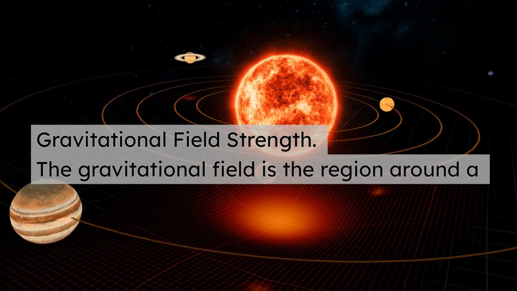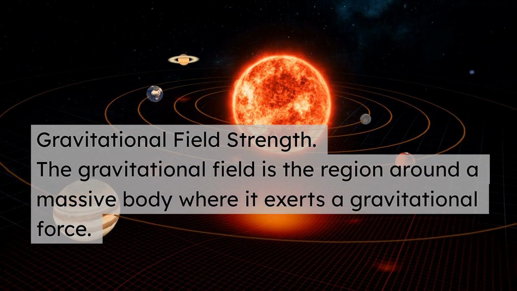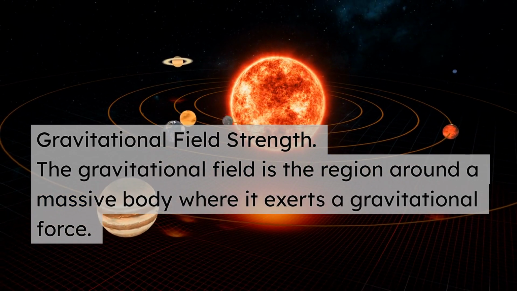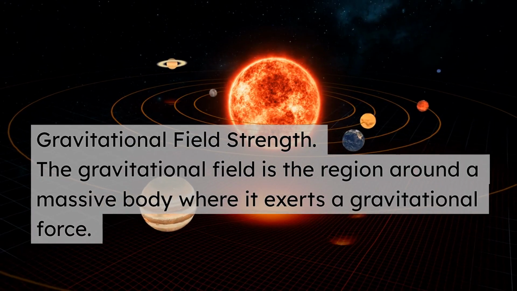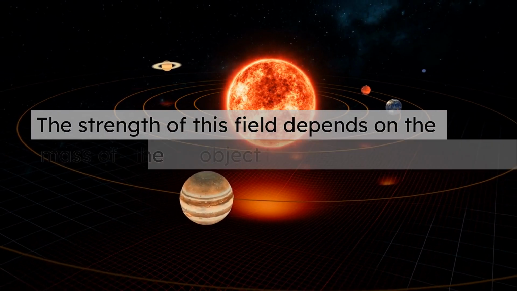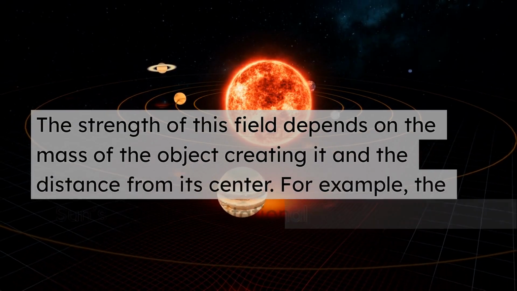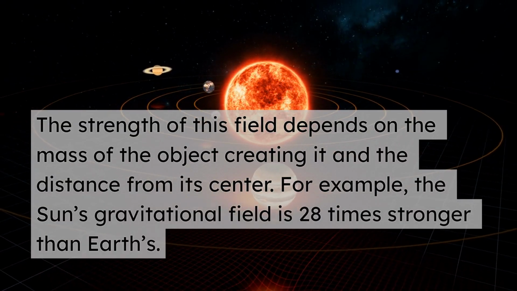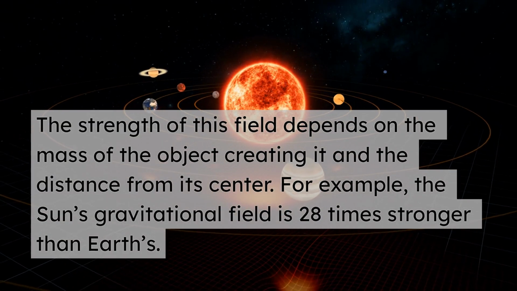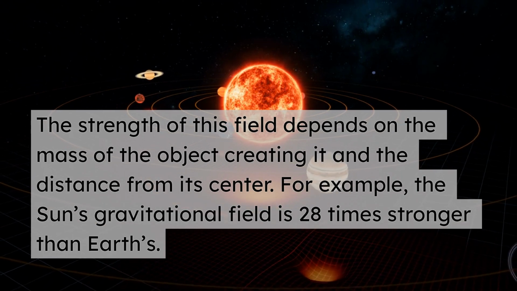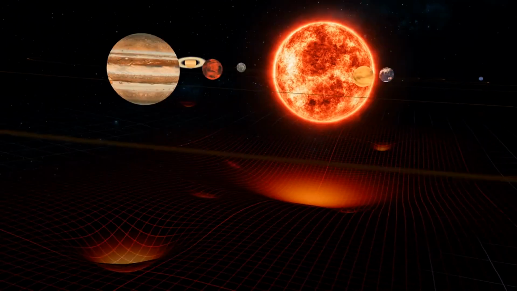Gravitational field strength. The gravitational field is the region around a massive body where it exerts a gravitational force. The strength of this field depends on the mass of the object creating it and the distance from its center. For example, the Sun's gravitational field is 28 times stronger than Earth's.